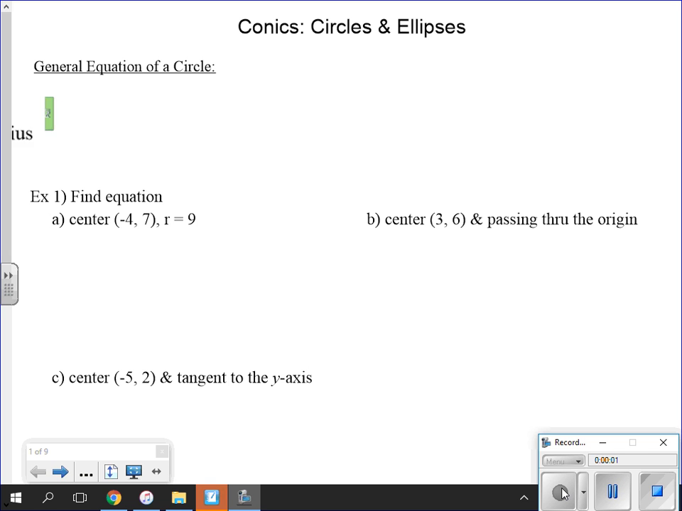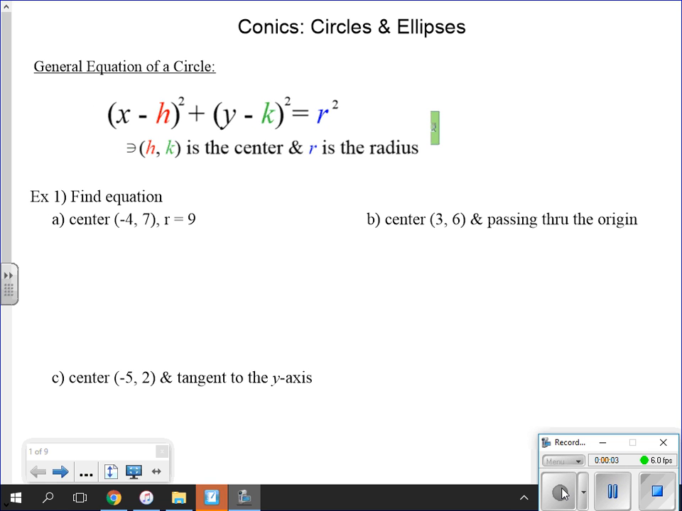Equation of a circle. Now, you may or may not remember this from when you had geometry. I don't remember how much you get into equations of circles in geometry. Generally, it's not a whole lot getting into the equations thereof. So the equation of a circle is x minus h squared plus y minus k squared equals r squared. h and k are the center of the circle. r is the radius of the circle.